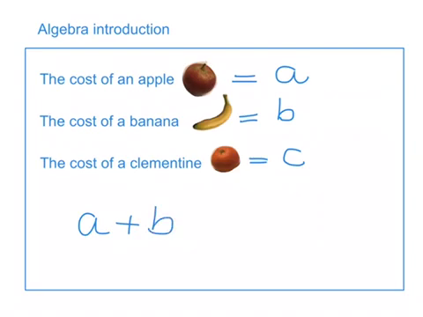That's the cost of buying one apple and one banana. I don't know what the values are at the moment, but I can represent it using these bits, A plus B, rather than having to write it all down in words.